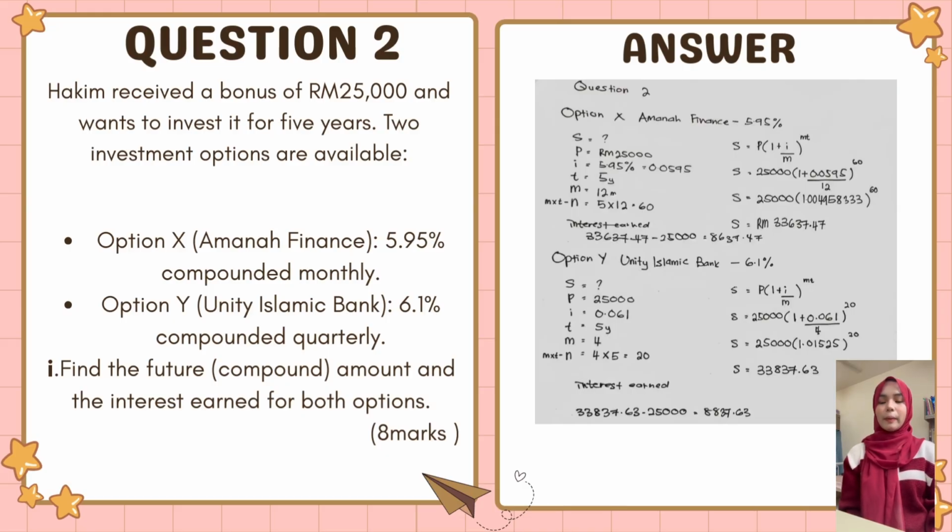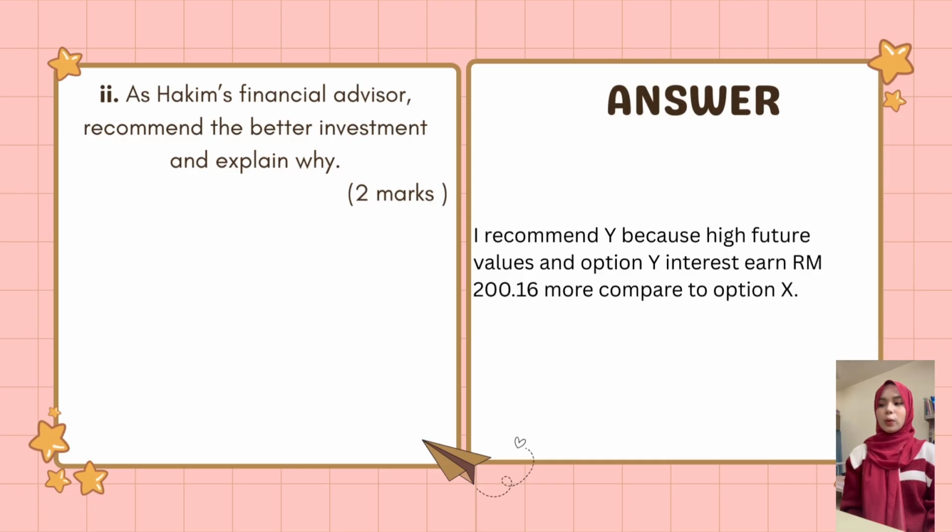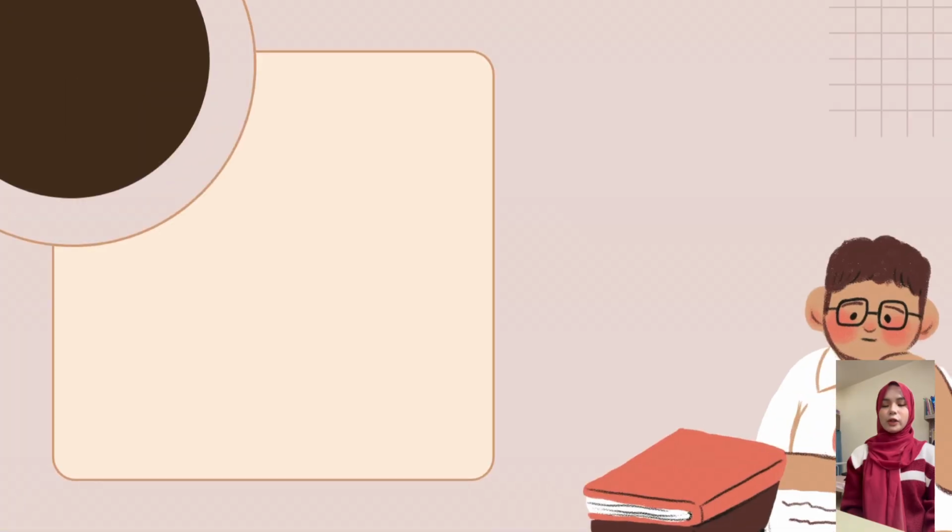S equal to P open bracket 1 plus I divided by M close bracket to the power M multiplied by T. S equal to 25,000 open bracket 1 plus 0.061 divided by 4 close bracket to the power 20. S equal to 25,000 open bracket 1.01525 close bracket to the power 20. S is 33,837.63. To find the interest, we use the same formula, S minus P, so 33,837.63 minus 25,000. So we get the interest is 8,837.63 ringgit. So I recommend option Y because it has a higher future value than option X.